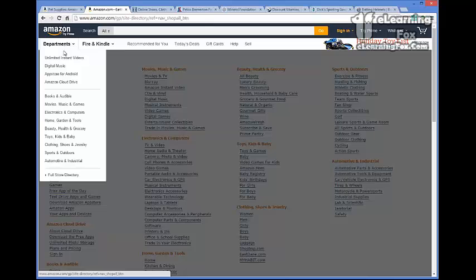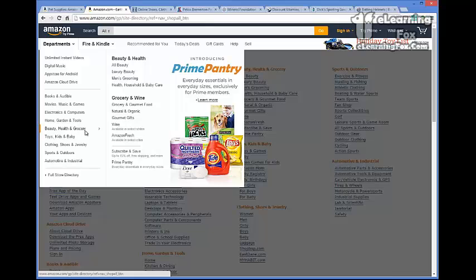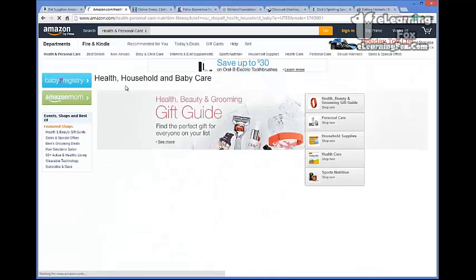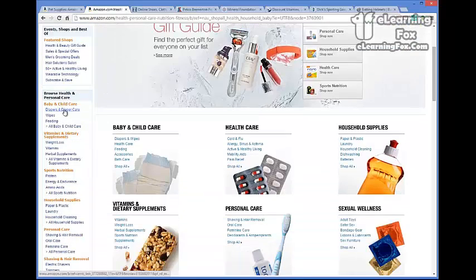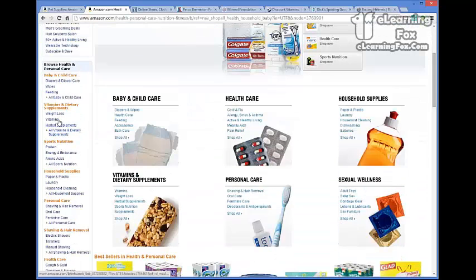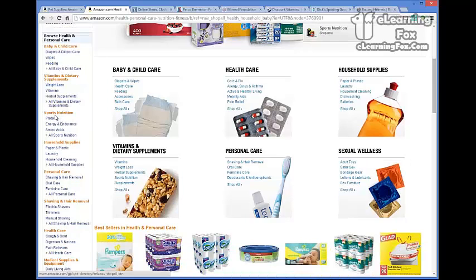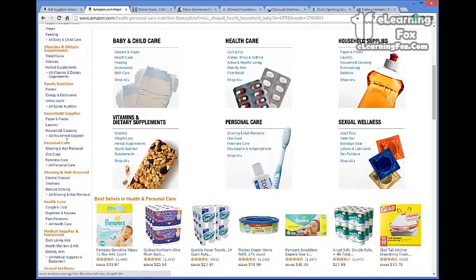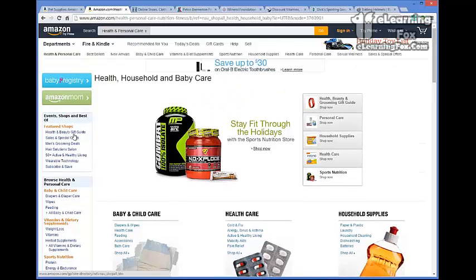If you look under departments and then scroll through here, so home and garden or beauty and health. If we went to the beauty and health department, and let's look up health, household, and baby care, we could find a whole other list of items. The baby care niche is obviously very, very big. There's sports nutrition, vitamins, and dietary supplements. We all know that supplement niche is huge. Sports nutrition, household supplies. Let's go on down here and find baby items.